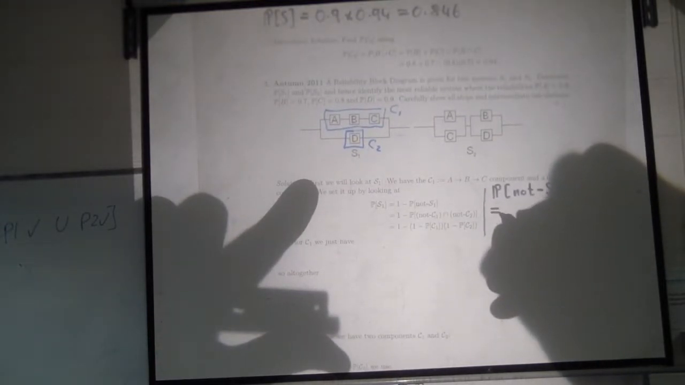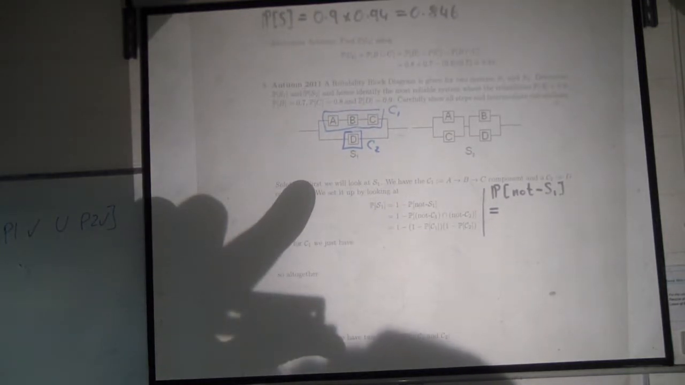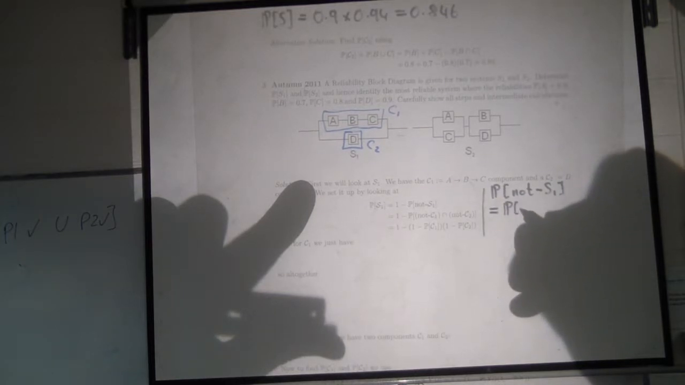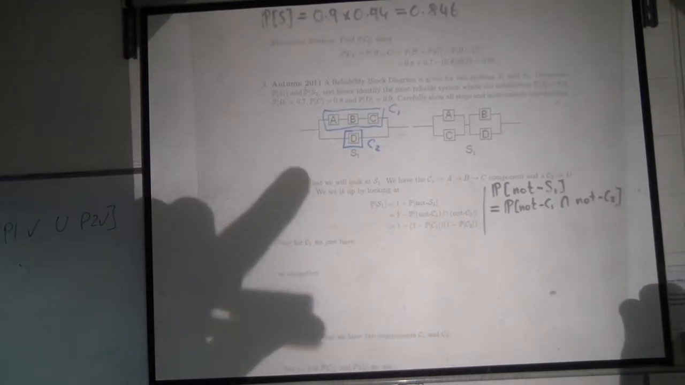So what's the probability that system 1 fails? And remember, this is a single, so you just have two components. So how does this fail? Not C1 and not C2. So that's how this is going to fail. So we need to look at C1.